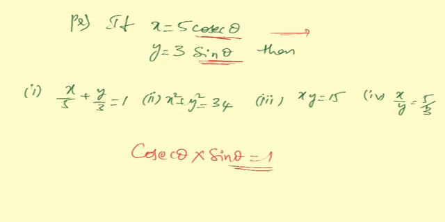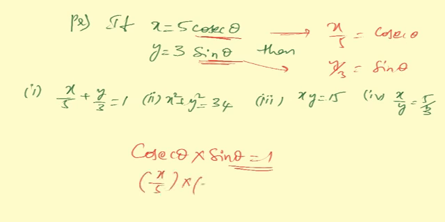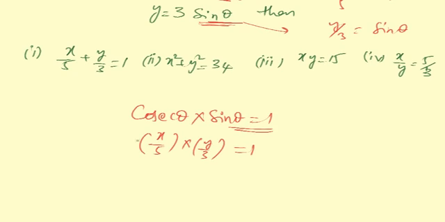So you try to find the value of cosecant theta from the given equation, that is x by 5. And from here you can find the value, y by 3 is nothing but sin theta. So in place of cosecant theta I will substitute x by 5, and in place of sin theta I will substitute y by 3, and the product is nothing but 1. Multiply the numerators and multiply the denominators: x into y is xy, and 5 into 3 is 15, equal to 1. So if you simplify this, xy is equal to 15 will be our answer, friends.